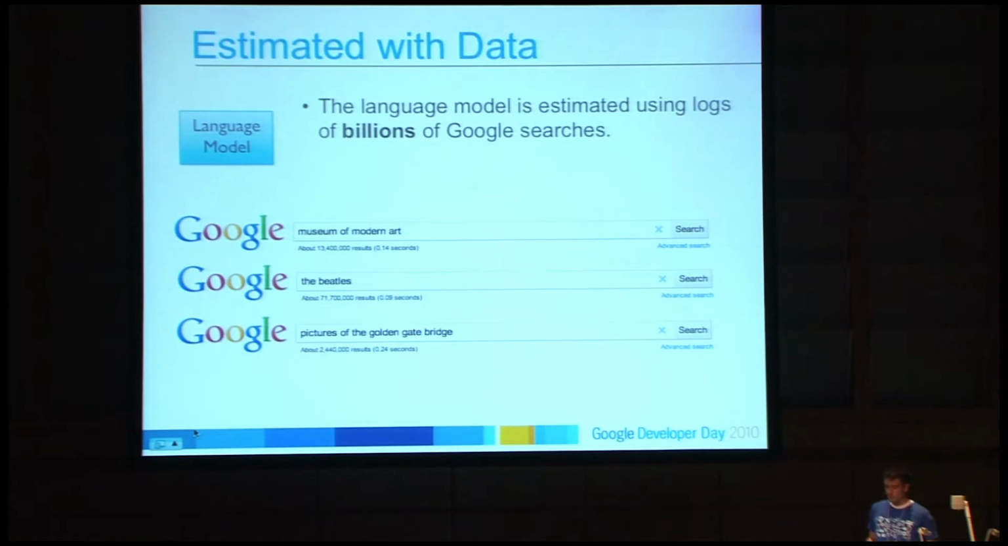How do we build these models? Well, because each of them are stochastic models and involve probabilities, we use training data to estimate these models. So for example, to build the language model for voice search, we look at billions and billions of Google searches from our logs, and we simply count up how many times each one of these different searches occurred. So for example, in English, we might have users searching for the Museum of Modern Art, the Beatles, pictures of the Golden Gate Bridge. And we'll have billions and billions and billions of instances of these search queries.